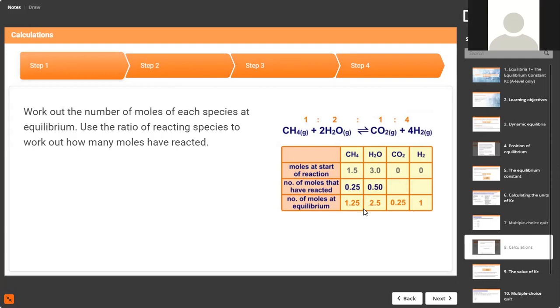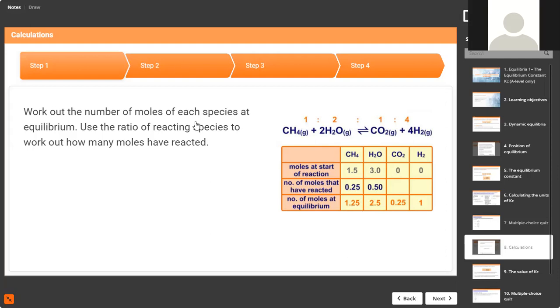So our number of moles at equilibrium, well, we've had 0.25 moles reacting here. And so we're now at 1.25 because we've decreased, and we've had 0.5 moles reacting here. So we've gone down to 2.5 moles at equilibrium, and that is our ratio. And again, we can see that it's still fitting our ratio of 1 to 2.